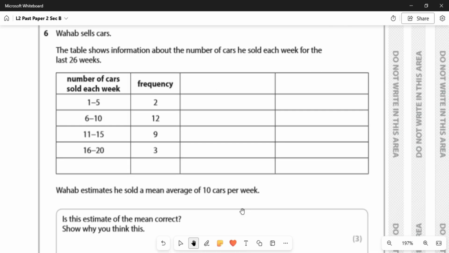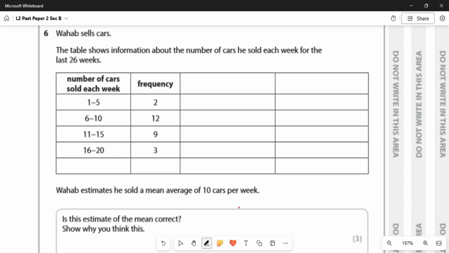Question 6. Wahab sells cars. The table shows information about the number of cars he sold each week for the last 26 weeks. So you've got number of cars sold each week, and you've got frequency as well. Wahab estimates he sold a mean average of 10 cars per week. Is this estimate of the mean correct? Show why you think this for 3 marks. So you've got these spaces here for a reason. Hopefully you know what to put in these little spaces here.